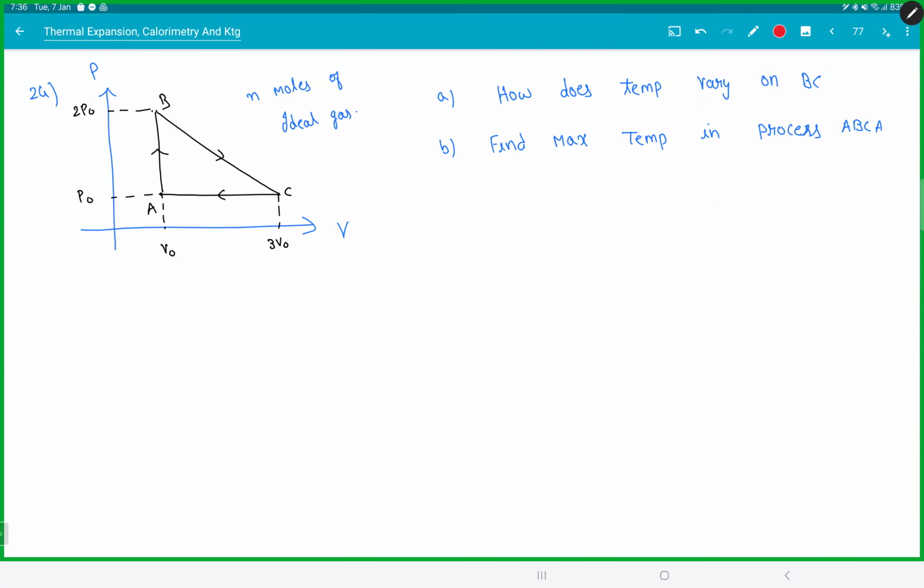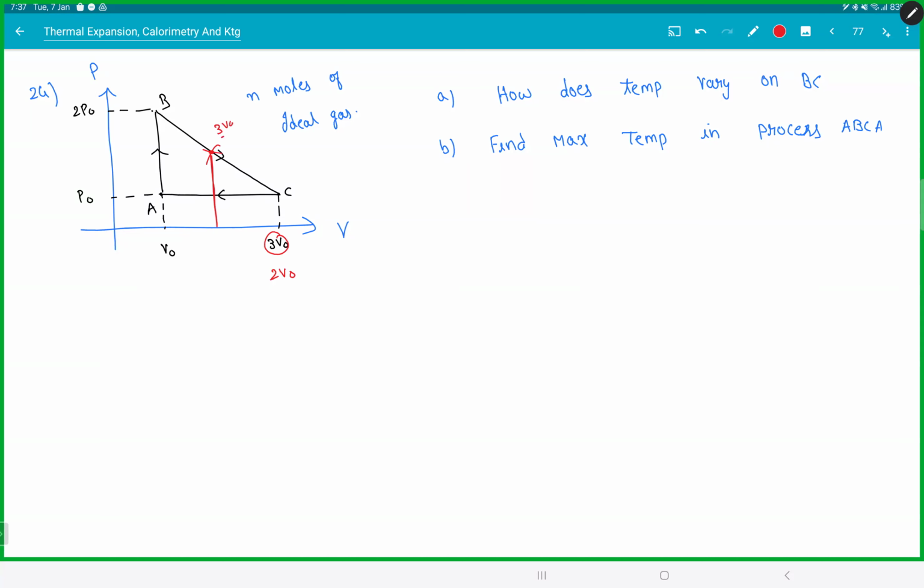You know how to make this an easy question? If it was a mains question, you did that. If this was 2V naught, then I can say by symmetry it will be exactly the midpoint, isn't it? If that was 2V naught, your life would have been easy. You could say it's a midpoint and finish off.